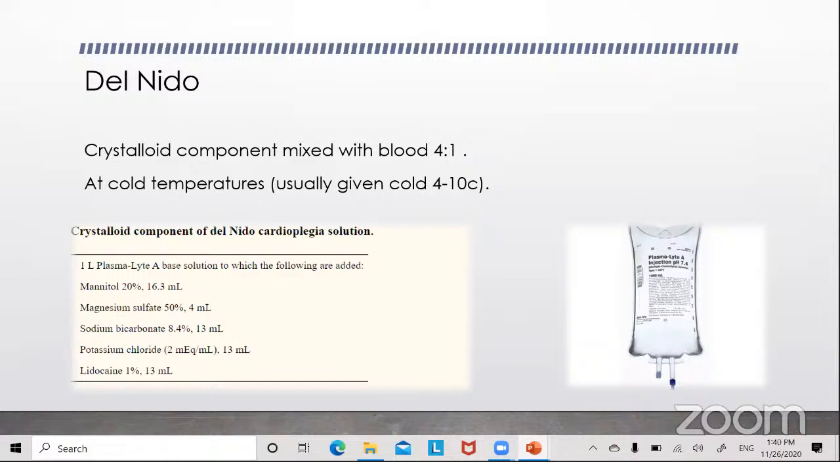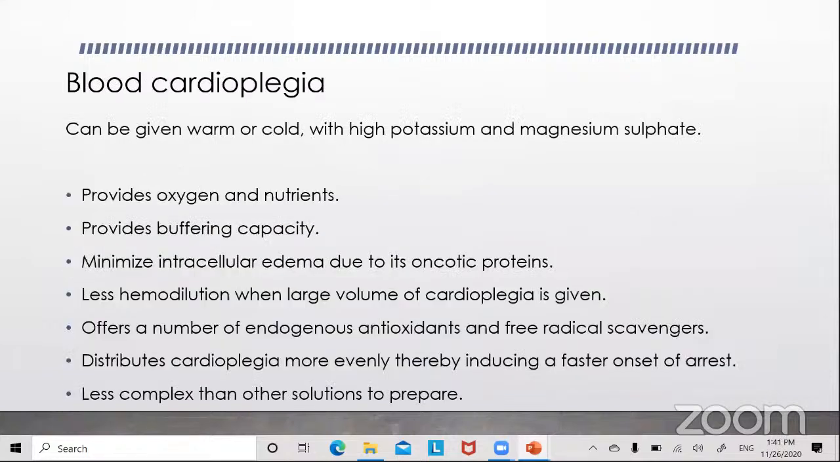The blood cardioplegia consists of blood with high potassium and magnesium sulfate. Which one is superior? As I mentioned, there are some advantages and disadvantages for each, and there are not enough studies to say that one method is superior to the other. The blood cardioplegia has advantages, and it also has disadvantages. The same goes for the del Nido. And at the end, it's surgeon or institution preference.